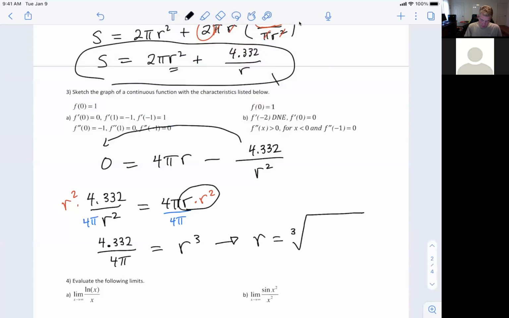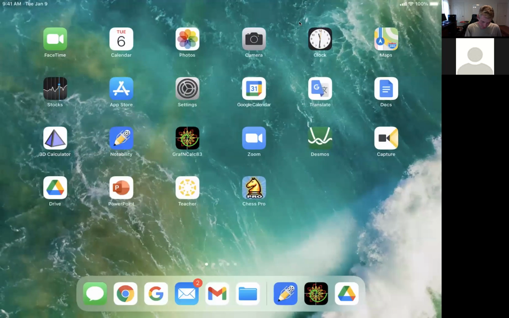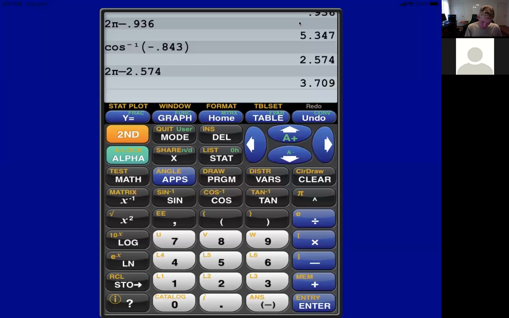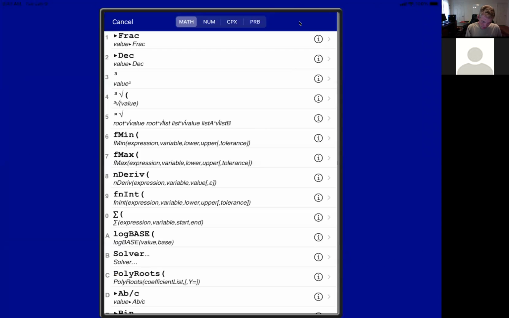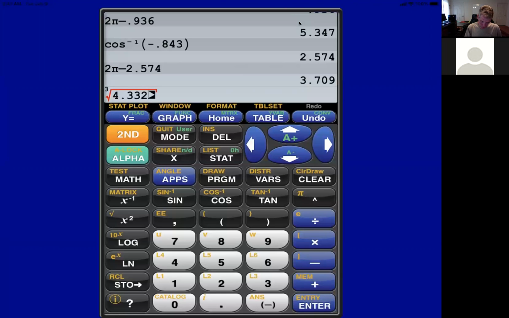And then finally, to solve for r, take the cube root of both sides. So we need the cube root of 4.332 divided by 4 pi. And supposedly, I'm going to get 0.701. Hopefully. All right, so I need the cube root of 4.332 divided by 4 pi. And I think I'm going to get the answer wrong.